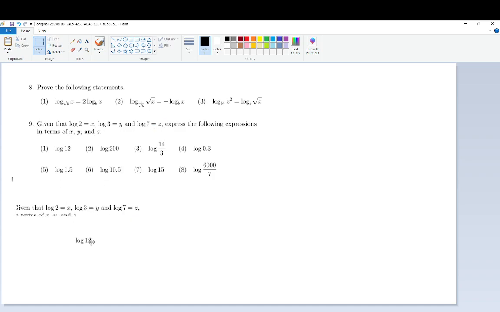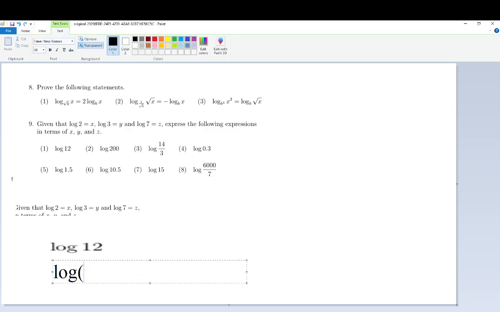Log 12 is the same as, I have to look at what I'm working with. Log 2, log 3, log 7. Okay, it's 3 times 2 times 2, isn't it? I can break down 12 as 3 times 2 times 2. That means I can rewrite this as this.